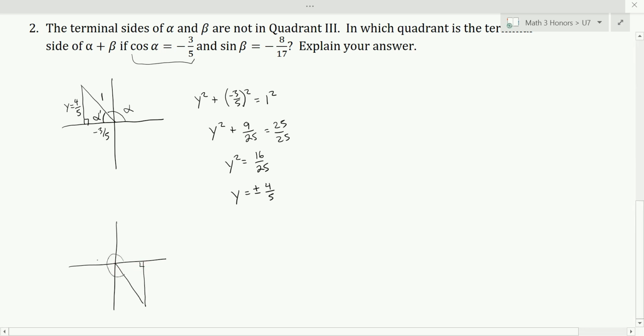So here's beta. Beta prime is going to be our reference angle. Hypotenuse is 1. Sine is negative 8/17. That's your y value. What are you guys getting for x? 15/17. Okay. So x squared plus negative 8/17 squared is 1 squared.